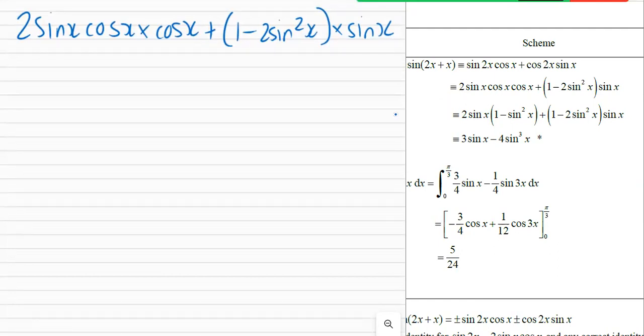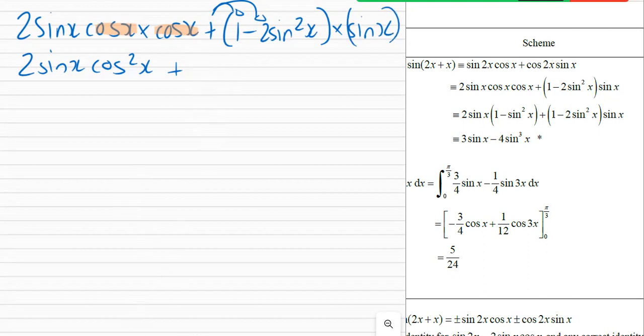Next step, let's times it in and see if there's anything we can group. So I see over here we have a cos x times a cos x. For me, that's just cos squared x. So 2 sine x cos squared x. And on this side, we just times this plus in. So plus 1 minus, oh, hang on a second. I should probably do this in the correct order.